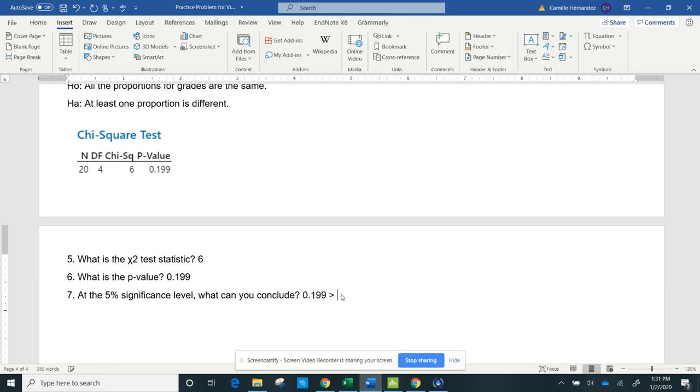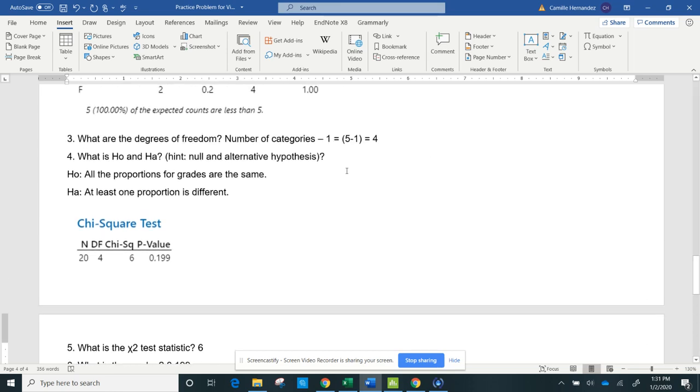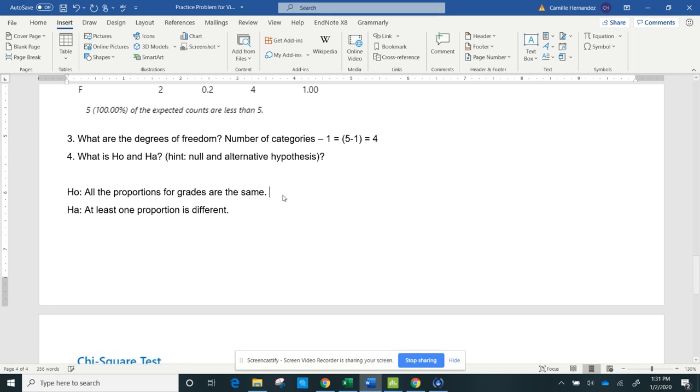0.0199 is greater than my level of significance, in the last video I went over it in a little bit greater detail, so go back and watch that if you're confused. So because it's greater, I fail to reject the null. Okay, so what does that mean? So if I go back, that means this null right here is true and this is false. So even though the proportions look different, they weren't.